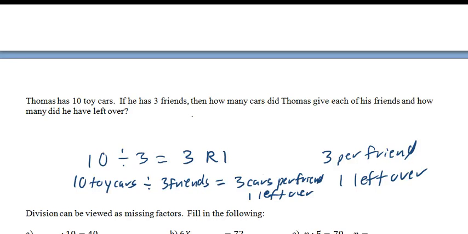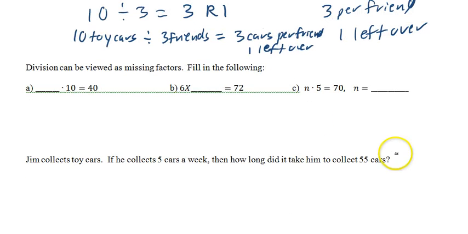Okay. You can also think of division as missing factors. So, what times 10 gives you 40? Well, that's 4. I want you to fill in the rest. So hit pause and fill in the rest for me. Okay, so 6 times what gives you 72? You could sit here and go 6 times what, 6 times what, or you could just take 72 and divide it by 6. And then the same thing here, you take 70, divide it by 5, and it gives you 14. You can think of division as viewed as a missing factor.